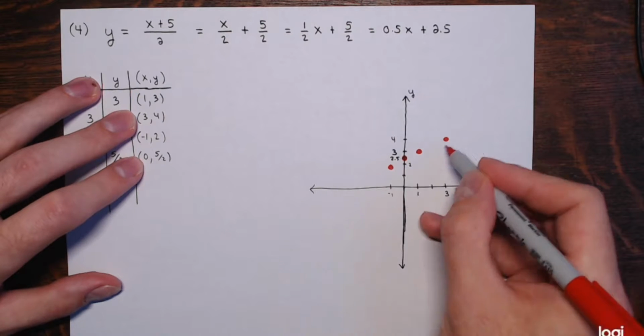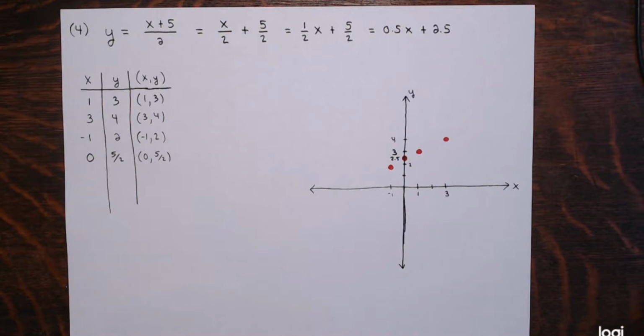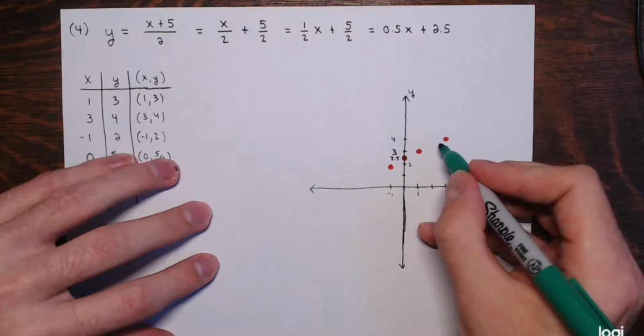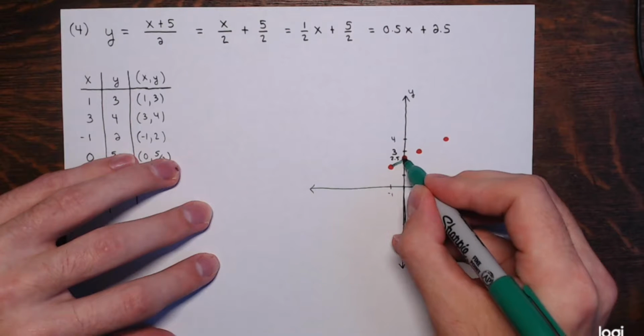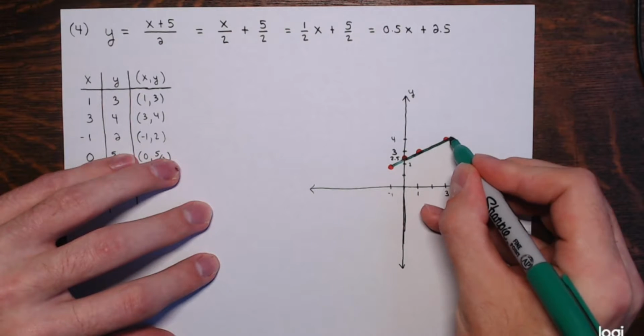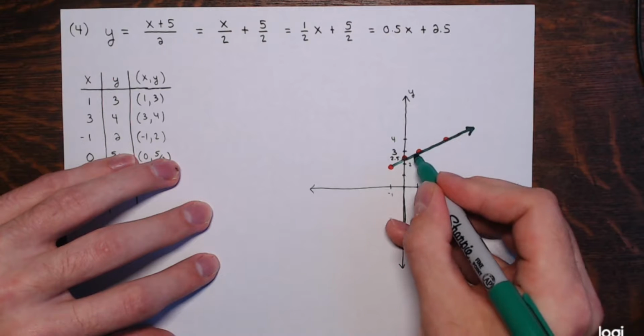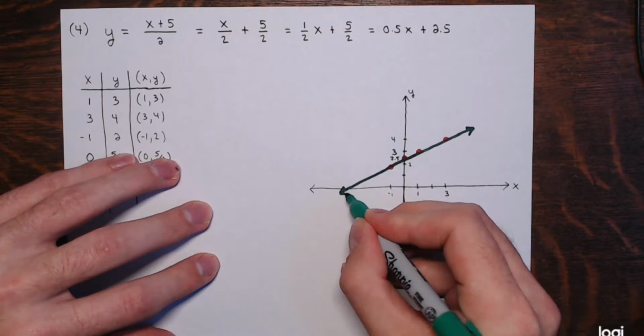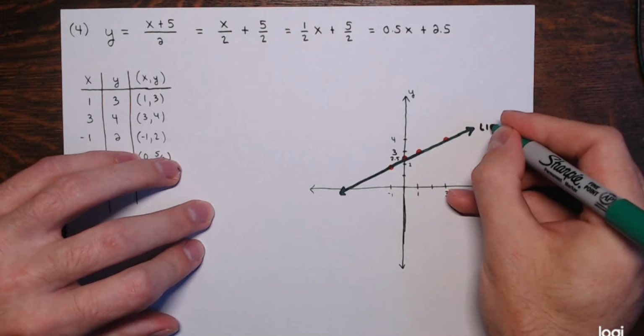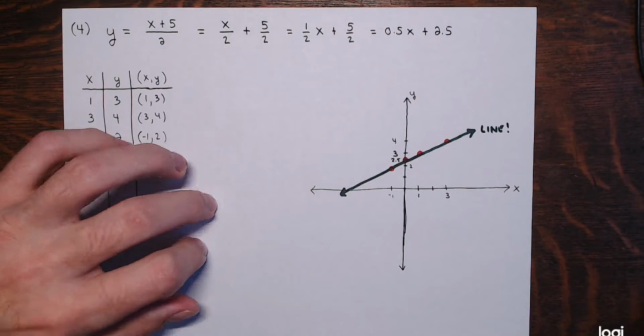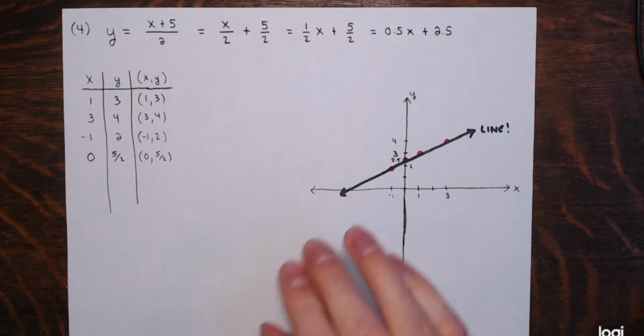And again, these points, that's enough. I know that these all fall on a straight line. Let's just draw that line in here, going up to the right that way and going down to the left that way. But again, another line, another straight line for all the solutions to this.